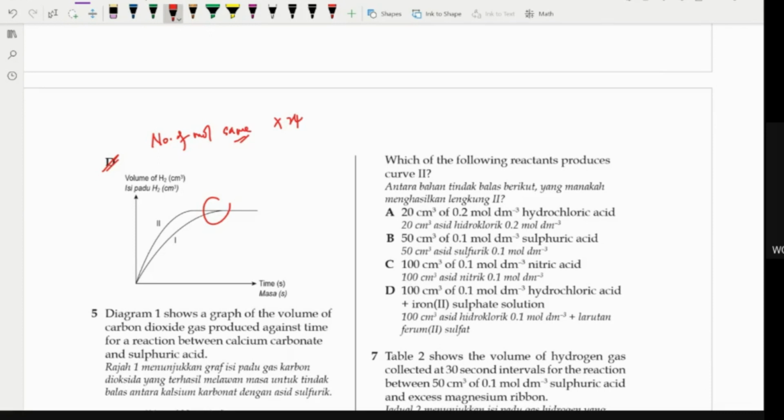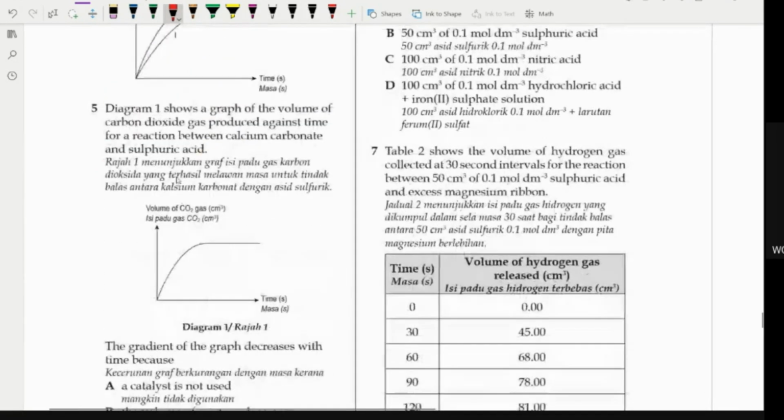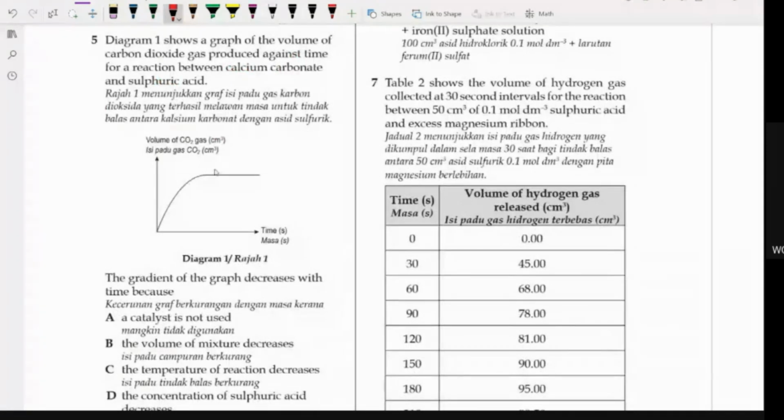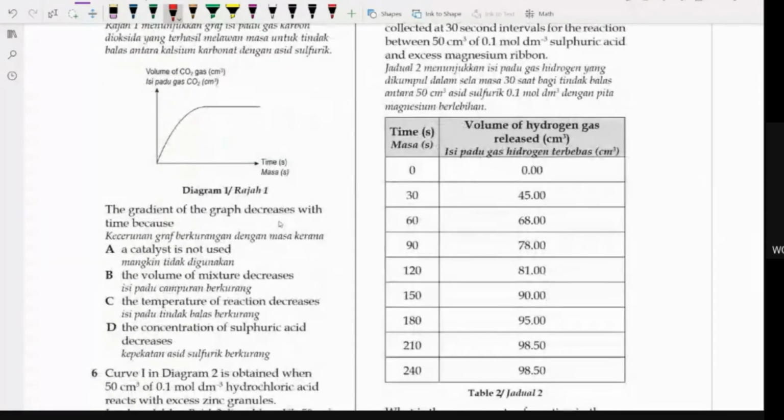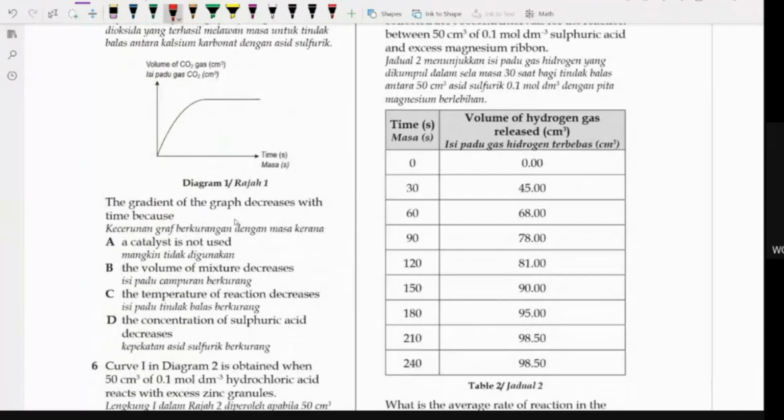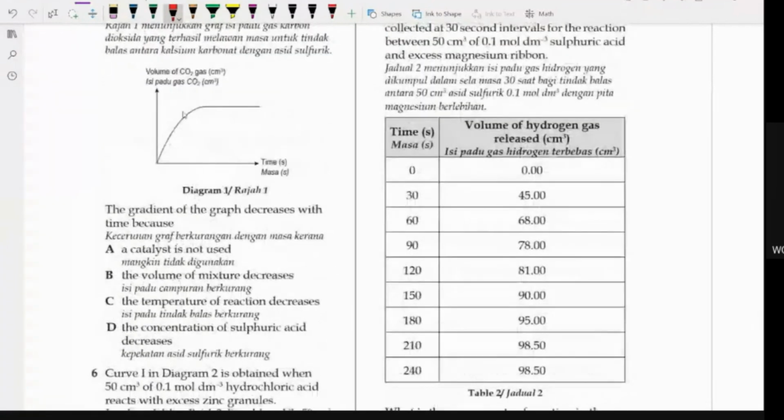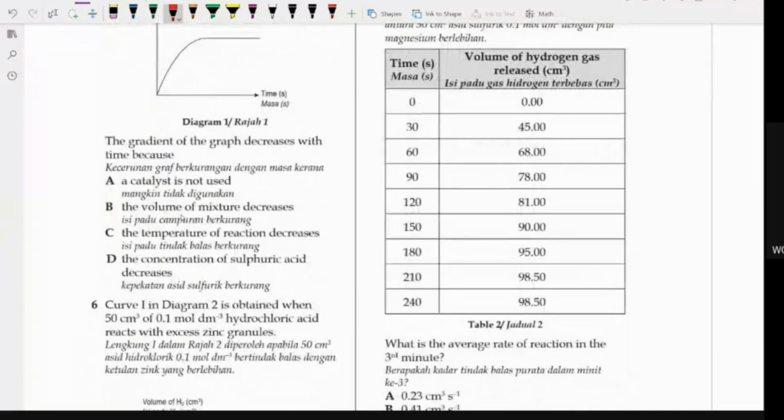Now question number 5, we quickly go through. The gradient decreases with time because of what? Why does it decrease? Because the reactants are used up already, right? So it's D. The concentration of the sulfuric acid decreases because it is used up.